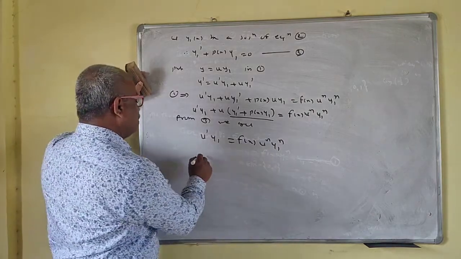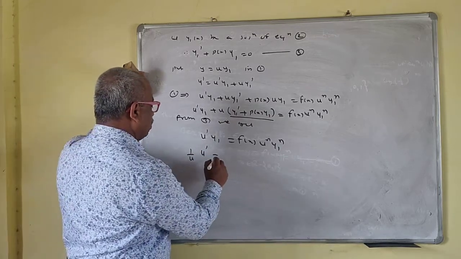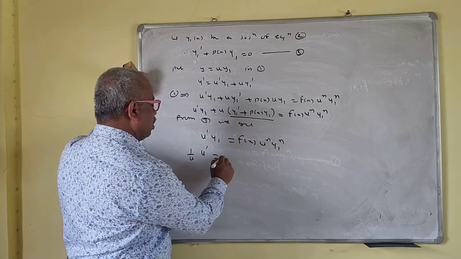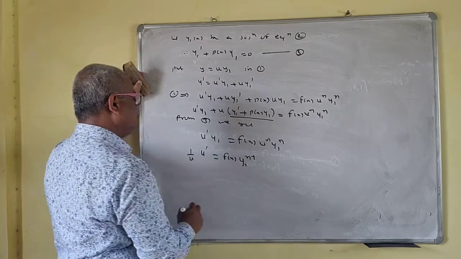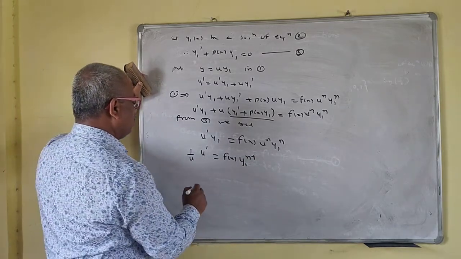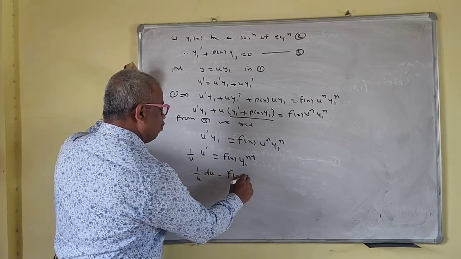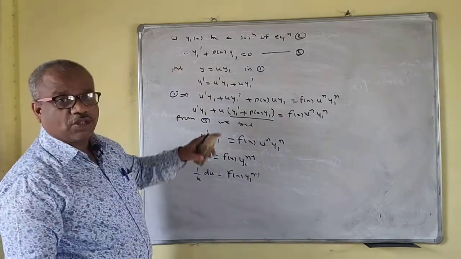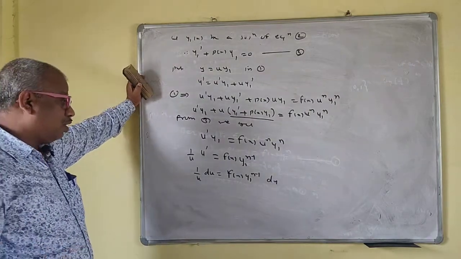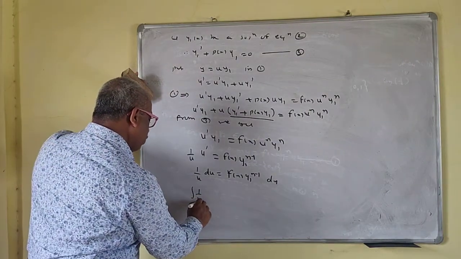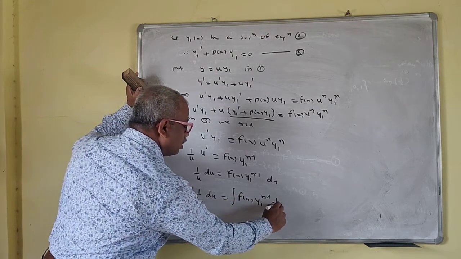So now this is u prime and this u to the n here. So we write 1 upon u to the n times u prime. This is variable separable form now. So this is f of x y1 to the power n minus 1. This y1 is y1 of x, a function of x only. So u to the power minus n du is equal to f of x y1 raised to n minus 1 dx.